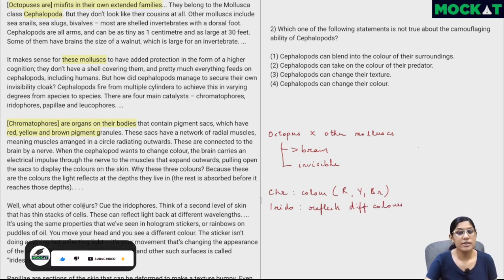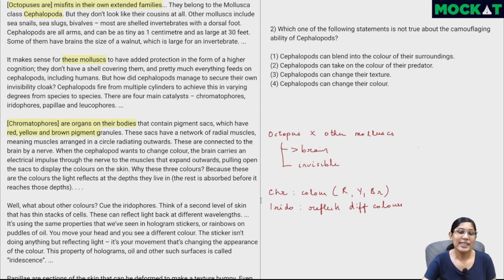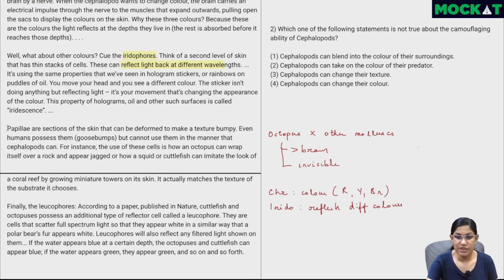So whatever color the octopus is, probably it's reflecting some different color. So this is another way in which they are disguising themselves or becoming invisible. Papillae are sections of the skin that can be deformed to make a texture bumpy. Even humans possess them, but cannot use them in the manner that cephalopods can.